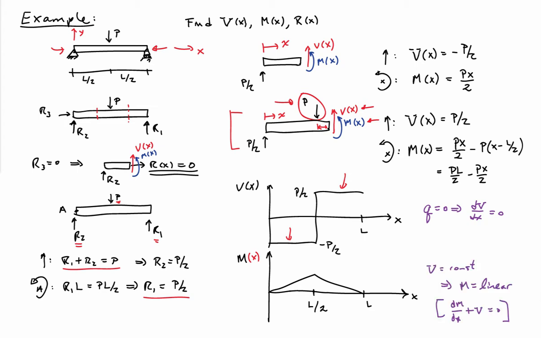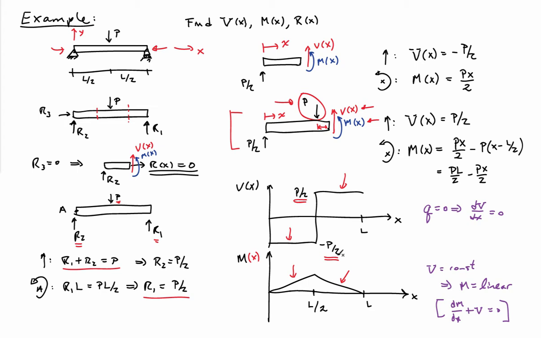The shear in each one of these sections is constant, and so that tells me that the moment has to be linear, and that's because dM/dx plus V equals 0. So I have a straight line rate of change for M of x in the first section, and I have another linear function M of x in the second section. The slope of these lines changes; it depends on which section of the beam I'm in. In the first section, I have a slope of minus P over 2. In the second section, I have a slope of P over 2.